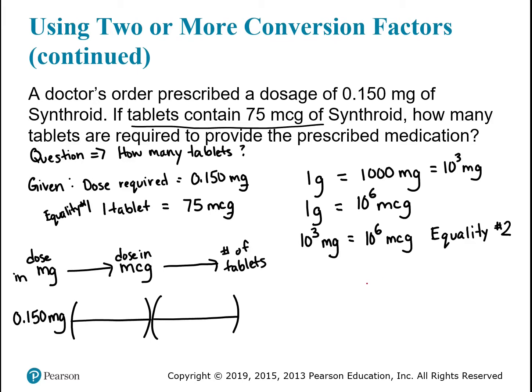That means we're going to start here. To cancel out milligrams, we need to put milligrams in the denominator because they're already in the numerator. The number associated with that in our equality is 10 to the third. That leaves 10 to the sixth micrograms to go in the top.